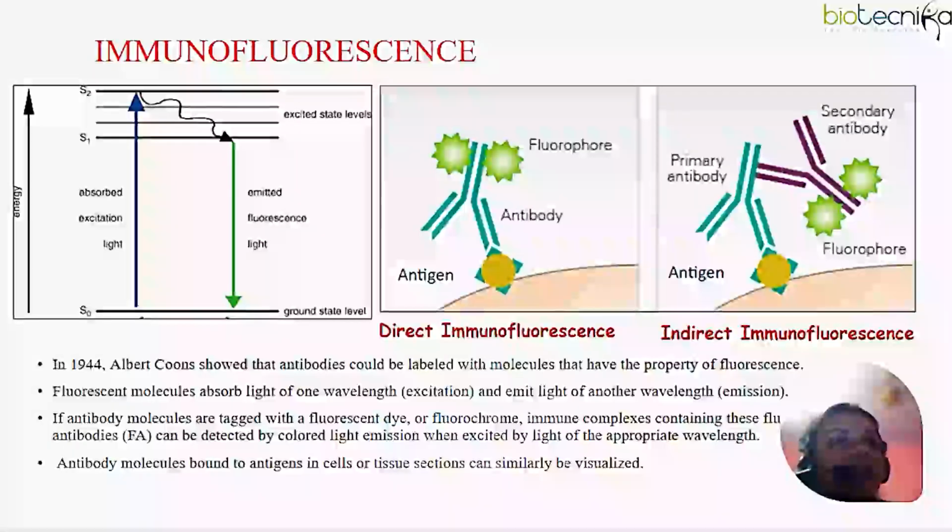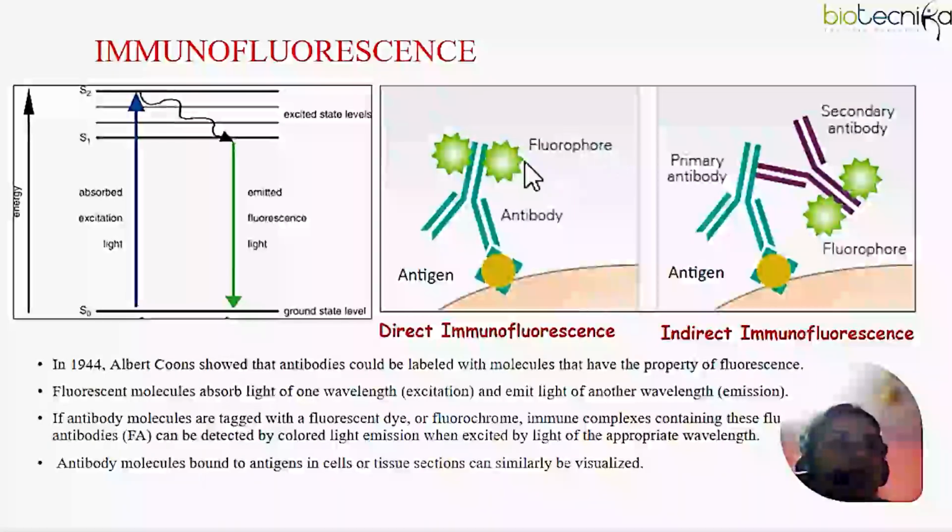The next type of immunoassay is immunofluorescence assay. This was first described in the year 1944 by Albert Coons, and here also they use the same principle of antigen antibody interaction. The only thing is, your antibodies are labeled with a molecule that has fluorescence property. Now, instead of conjugating it with any enzyme that can convert the substrate into a colorful product, you are directly using a fluorophore, that is a fluorescent compound.